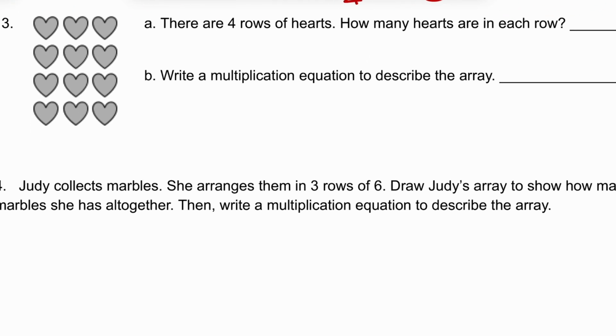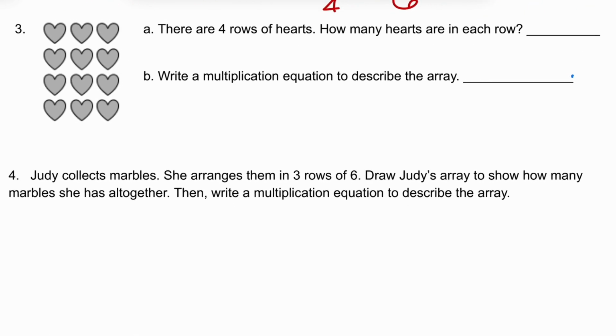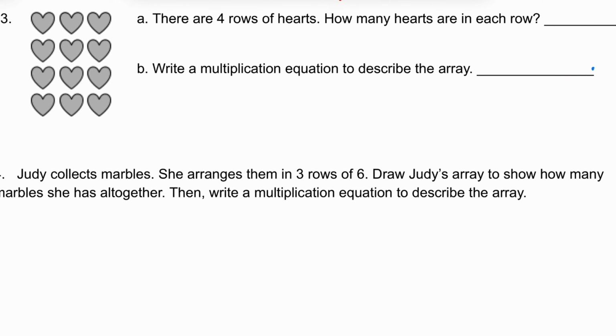This one straight off the bat, what do you notice? What model do you see first? You see an array. Okay. This question has 2 parts. It says that there are 4 rows of hearts. How many hearts are in each row? And then the second question says write a multiplication equation to describe the array.